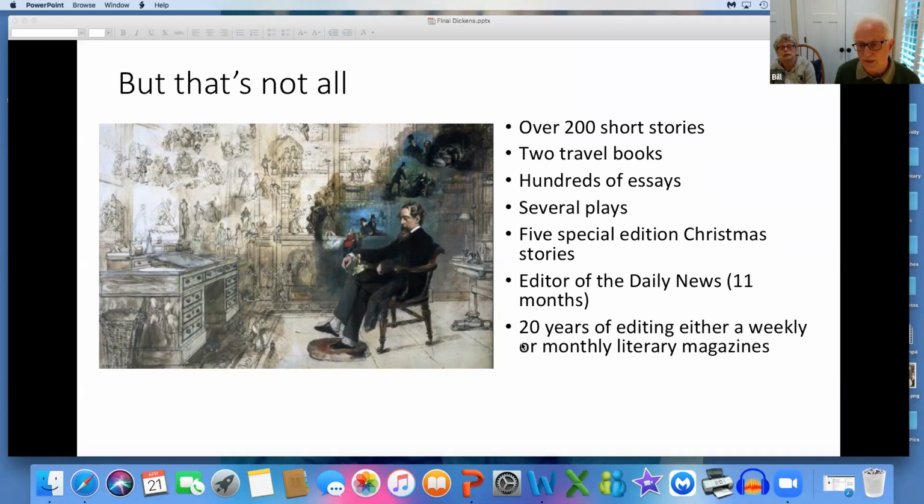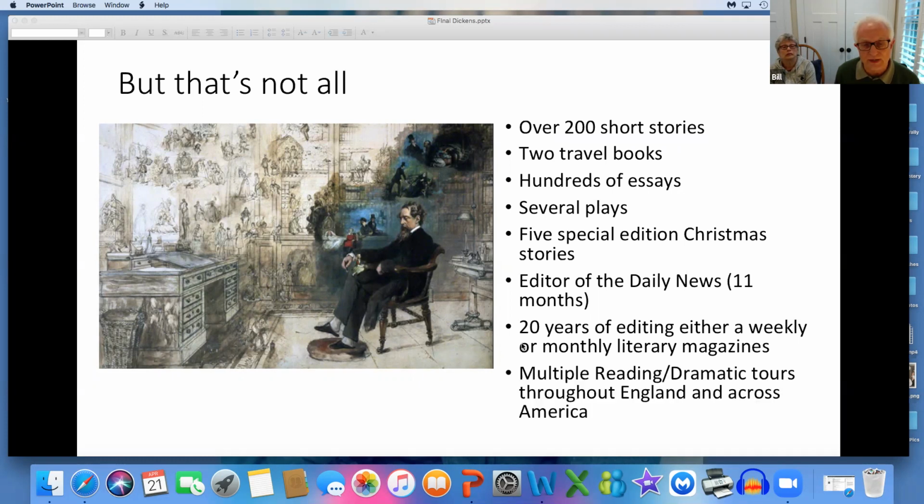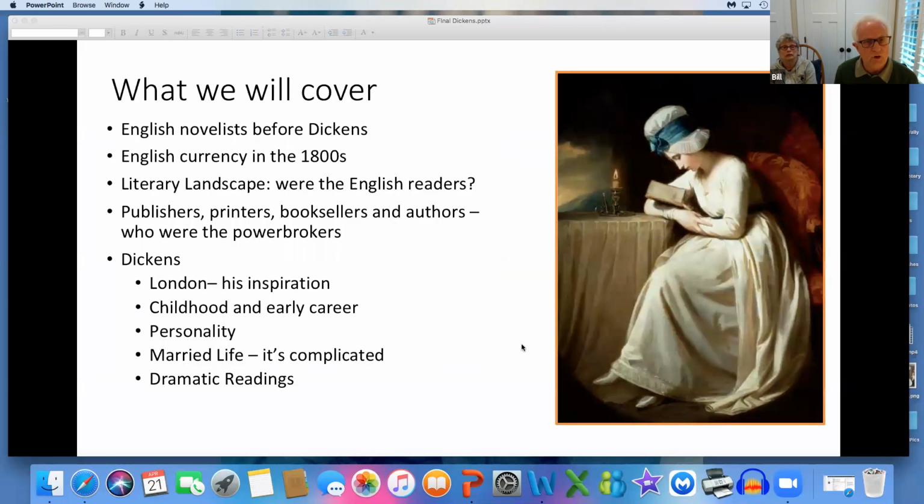So altogether, 20 years of editing a weekly or a monthly literary magazine. And then he took his act to the stage and started reading throughout England, Scotland, Wales, Ireland, and he did a dramatic reading across America as well. Incredibly, incredibly active person. So what are we going to cover?